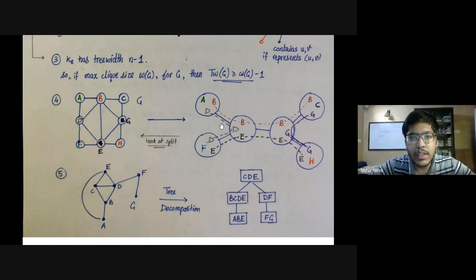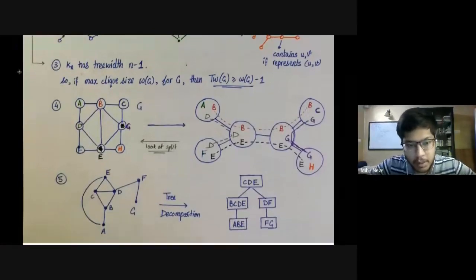Finally, the third condition was the connectedness part. I have indicated what all nodes contain a vertex. Vertex A is contained in this node. Vertex B is contained in these 4 nodes, and these are forming a subtree. Similarly, C is a single one. D is forming this subtree. E is forming this subtree. F is here. G is here, and so on. This is another tree decomposition here, but we can skip it for the time being. That is fine.